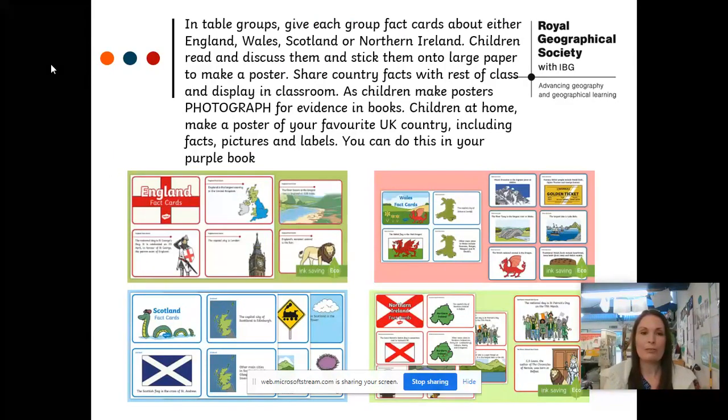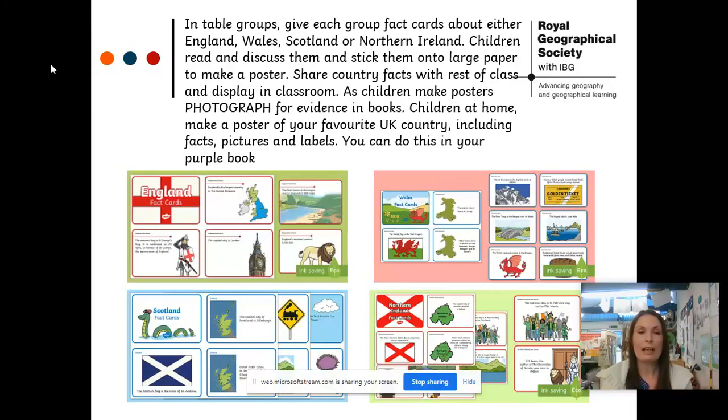Now, what we'd like you to do, if you're at school, you're going to use the cutout cards, choose your favourite country and make a poster with facts on it, all about your favourite country from the UK. You can choose England, Scotland, Northern Ireland or Wales. If you're at home, children, you can make a poster of your favourite UK country, include facts, pictures and labels, and you can do this in your purple book or on paper, or if you have card or art things, you can do it however you want, but include facts, information, landmarks, anything you've learned from this PowerPoint.